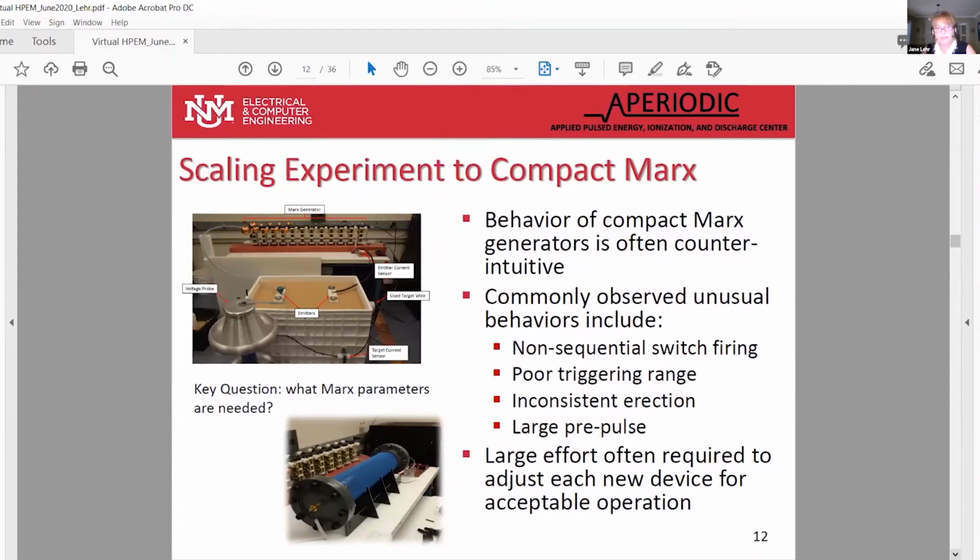inquiring from expertise, what I found was this is actually very common to see in low energy Marx banks. They tend to have very poor triggering ranges, inconsistent erection, large pre-pulse. And the biggest problem with that is that, just like in this example, we know exactly what kind of a Marx that we want, and we still can't get there. So what we have to do is build it and then go back and analyze it and then fix it. And a retrofit fix is never as good as designing it right the first time.